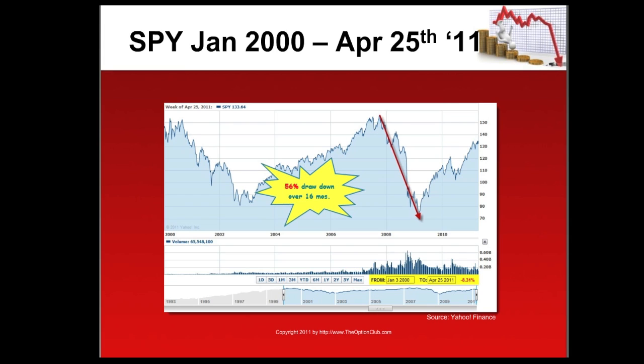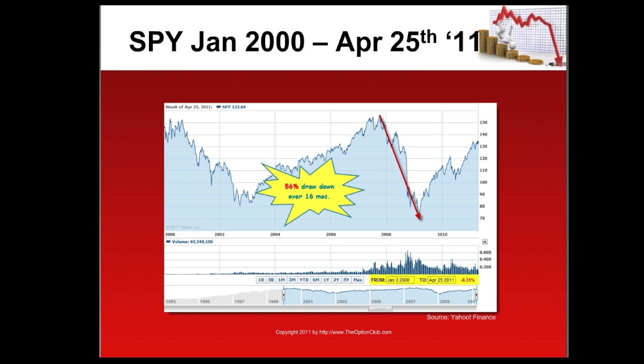But as bad as that was, in 2008 we saw a 56% drawdown on the S&P 500, and that one only took 16 months. So that was very fast, very vicious. We recovered from both of those, but it also prevented us from seeing the kind of capital appreciation that most investors desire and even expect, especially over a long period like 10, 11 years.